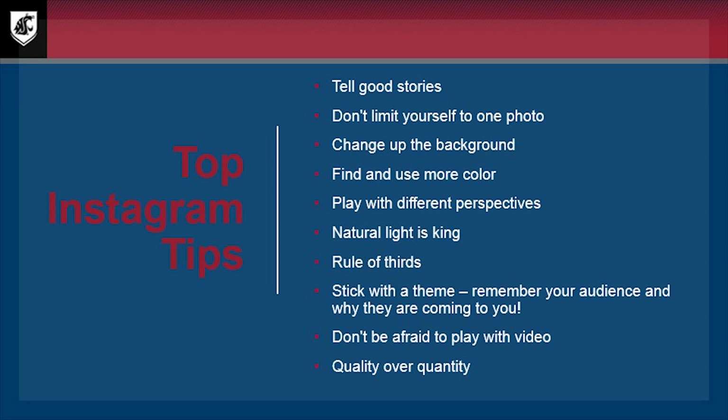And playing with different perspectives, number five. Get down on your knees, get up above, try different angles, try different perspectives that might trigger somebody's creativity and interest. Number six, natural lighting is king. You don't want to be taking a bunch of pictures inside a poorly lit room or a room that has really yellow light or even really blue fluorescent light. So get outside, take pictures with natural light, get into a room that has a lot of windows, that kind of thing. There's no replacing good lighting when it comes to taking photos, especially for Instagram.